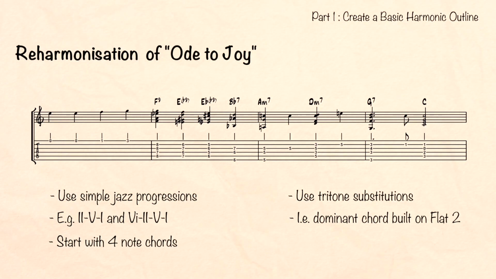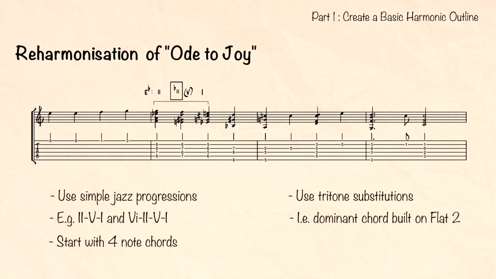Let's take a look at the progression I wrote. First, we have a 2-5-1 in E flat with a flat 2 or tritone substitution instead of the 5. Then we have the 5 of E flat, which functions as the tritone substitution of the 5 of A minor. In other words, the last chord in this bar has a function in both E flat and A minor.